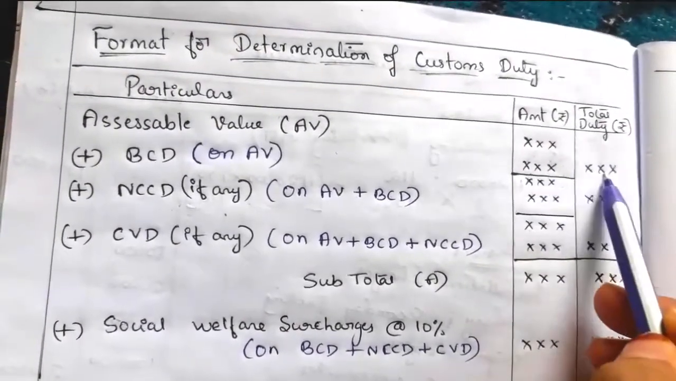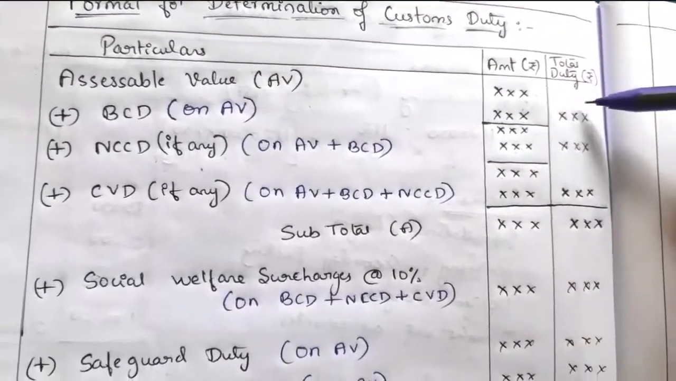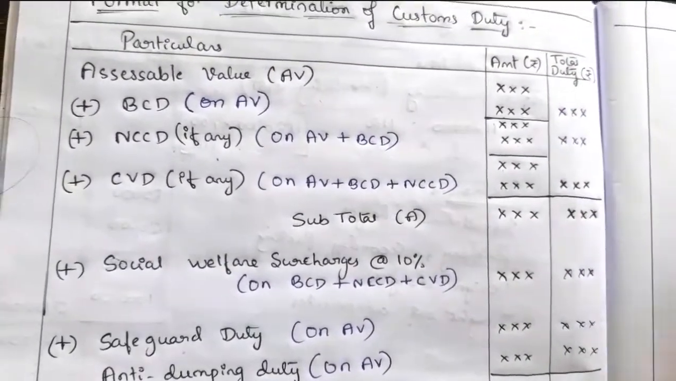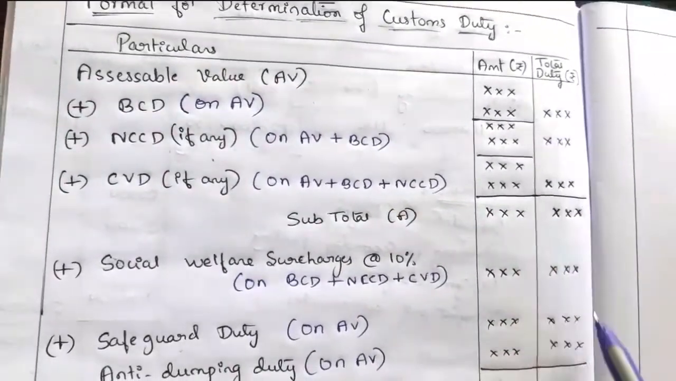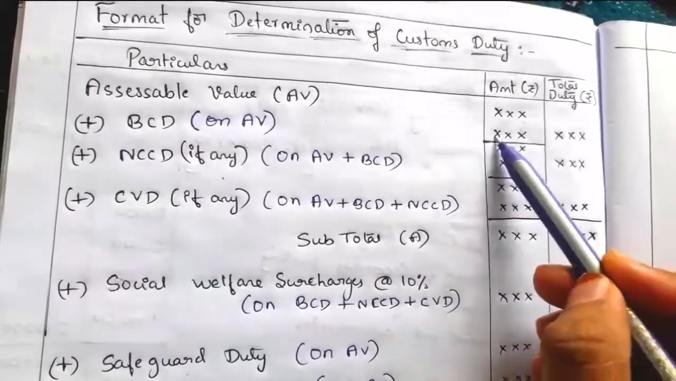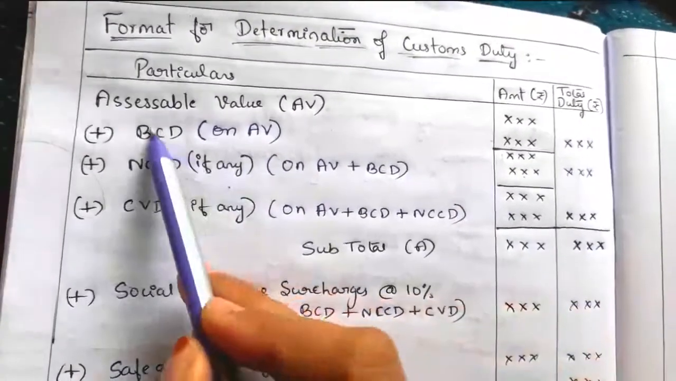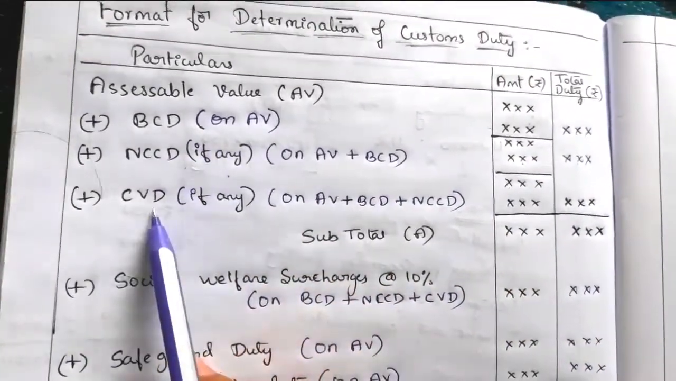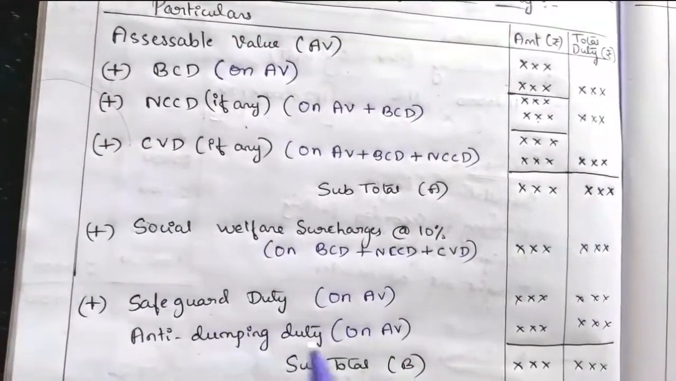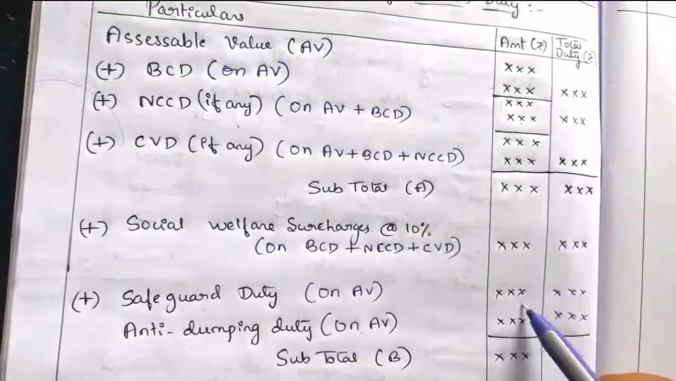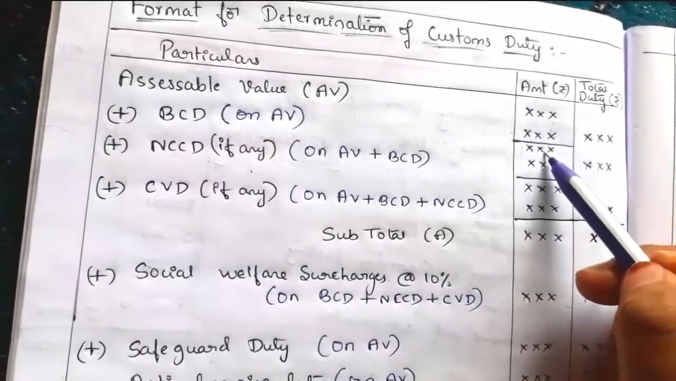The same duty is written under the second column, because we are calculating only the duty, that is, the total duty paid for that particular import of goods. For that we write only the duties in the second column. After calculating the custom duties and taxes, we write the same value here. The duties are BCD, NCCD, CVD, social welfare surcharge, safeguard duty, and anti-dumping duty. All these duties will be calculated and taken here again. The total is not taken again.